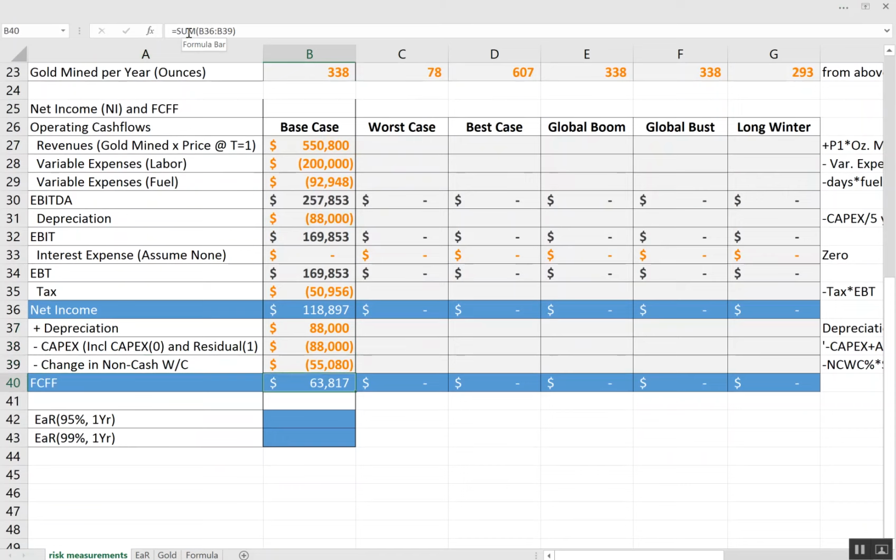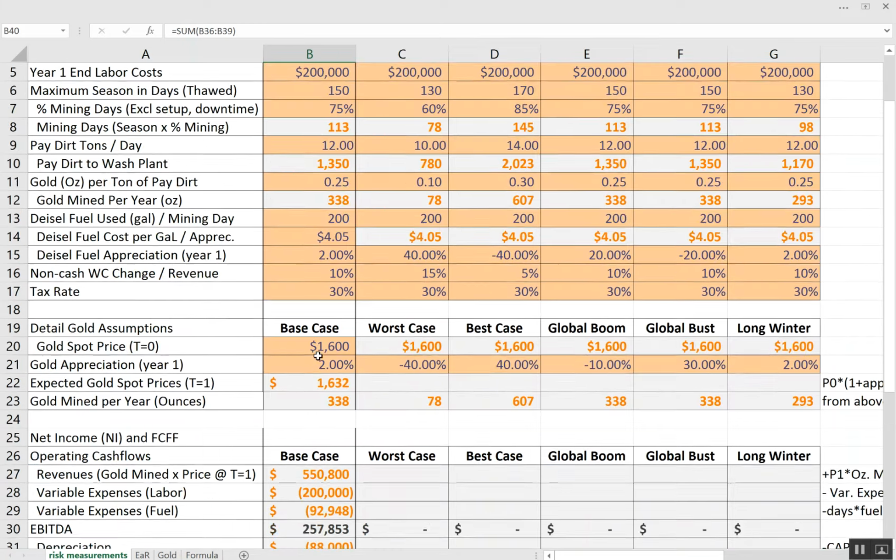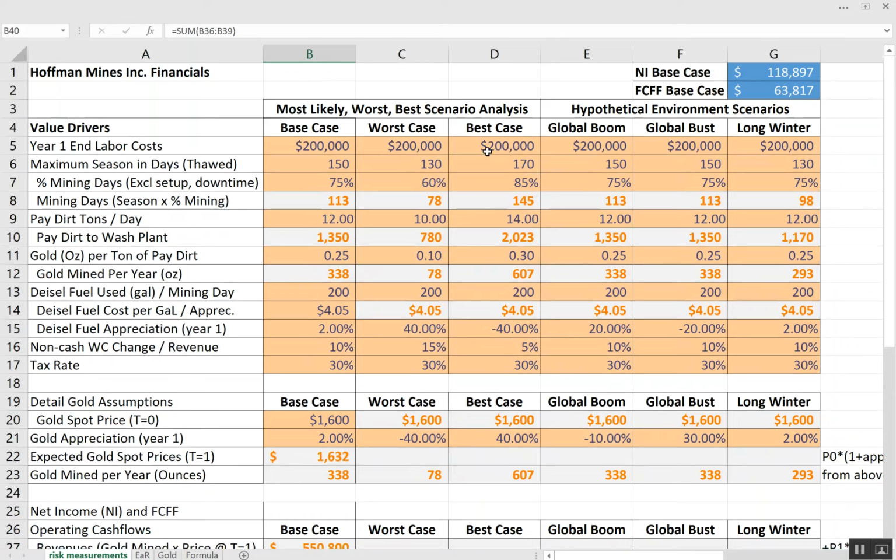So now I'm going to forecast, I have free cash flows. My point estimate is free cash flows of $63,000. So that's a point estimate. That would be a starting point for doing analysis for whether or not Todd Hoffman should go and look for gold in Alaska.